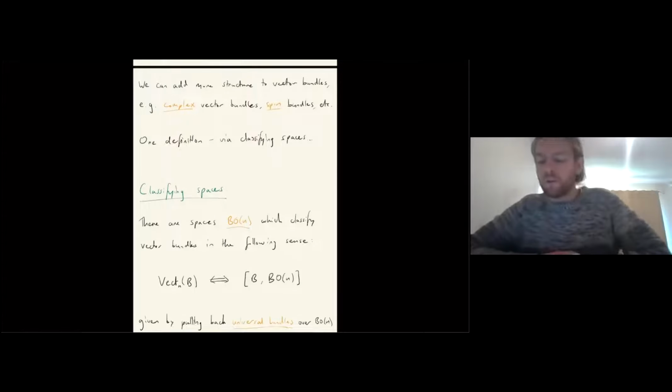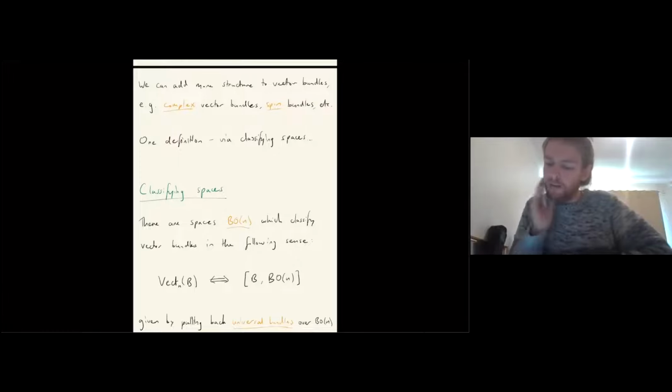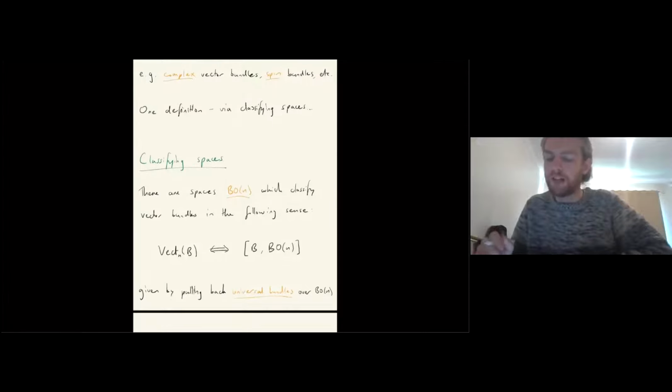Okay, and so these are just your standard unoriented vector bundles, but you can add extra structure, so orientations, complex structure, spin structures, things like that. There's a few different ways to give these structures, but we'll look at it via these classifying spaces.